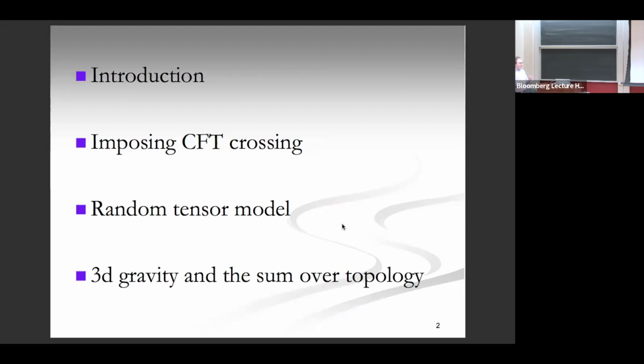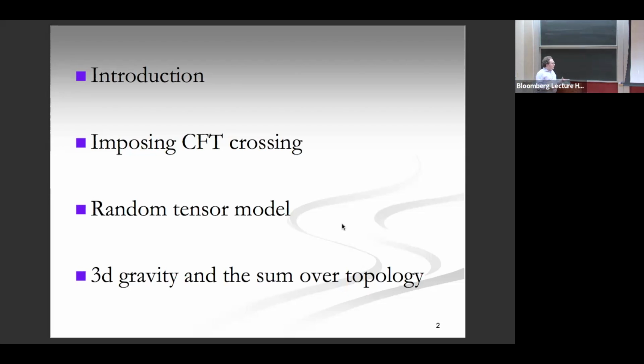So I'll start with a little bit of introduction and motivation, and describe how I'll impose CFT consistency relations in an integral over CFT data. So we'll do an integral over CFT data of a delta function of some constraints, but I'll impose it in some limiting sense. And then we'll see that the expansion of this, what we can think of as a random tensor model, looks like 3D gravity. So we get the whole topological expansion of 3D gravity from a starting point that looks like it's completely about CFT consistency.